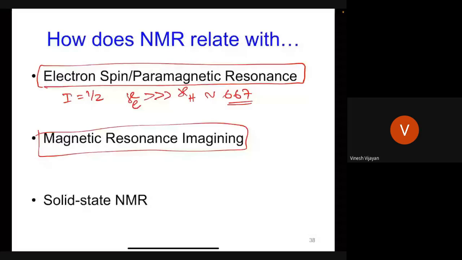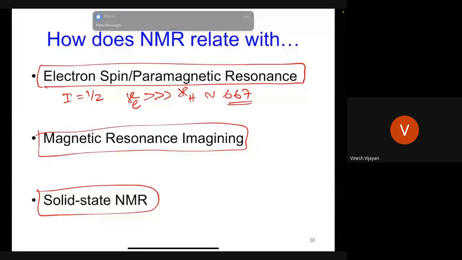The same concepts that have been introduced will also be exploited in solid-state NMR, where the advantage that solution-state NMR enjoys in terms of isotropic tumbling will not exist for solid-state NMR, but how it is alleviated will be discussed by Professor Ajit Kumar from NCL.